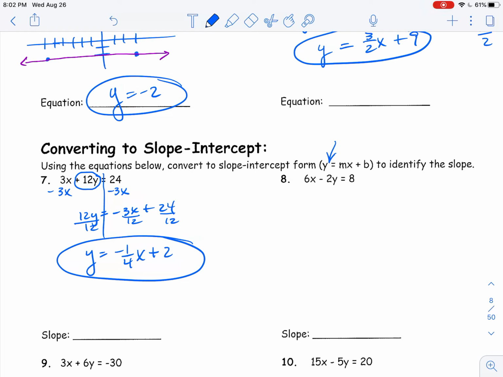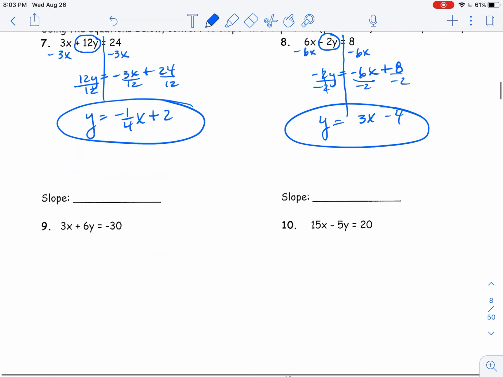Okay, here is problem number 8. We're going to get the negative 2y by itself. Here's the equal sign that cuts it into 2 halves. Let's take away a 6x on both sides. Negative 6x, positive 8 on the right, and then we're going to divide everything by a negative 2. That cancels the negative 2 on the left. And negative 6 divided by negative 2 is a positive 3, and 8 divided by negative 2 is a negative 4. And there's your answer. 2 last.